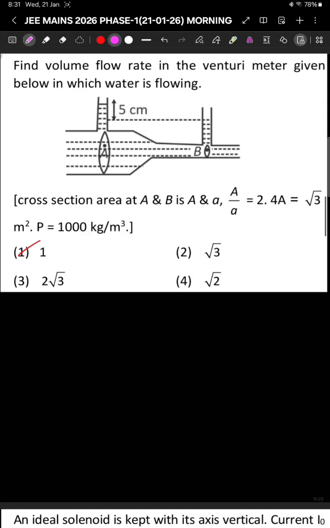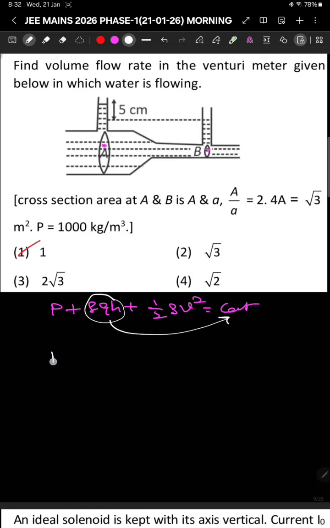Next question belongs to Venturi meter in fluid mechanics. Here we will solve this problem by using Bernoulli's theorem and equation of continuity. Now let us apply Bernoulli's theorem. Bernoulli's theorem formula was P plus rho gh plus half rho v square. Let us apply this formula at points A and B. Both A and B are at same height, so rho gh is also constant.